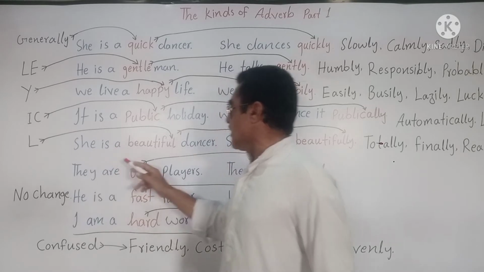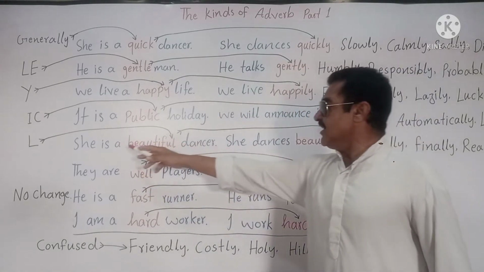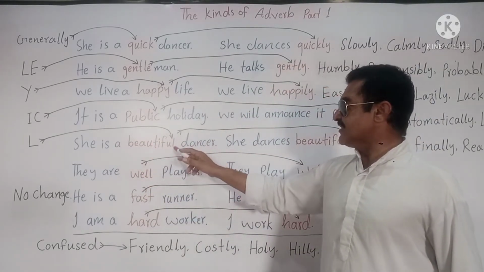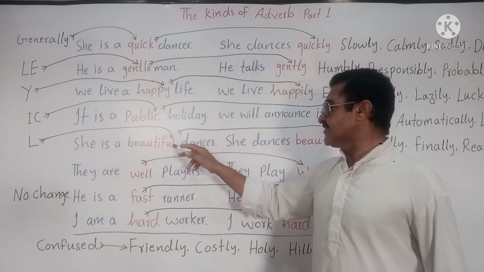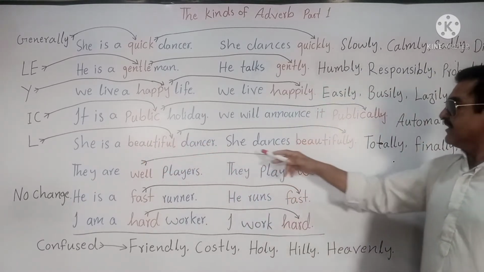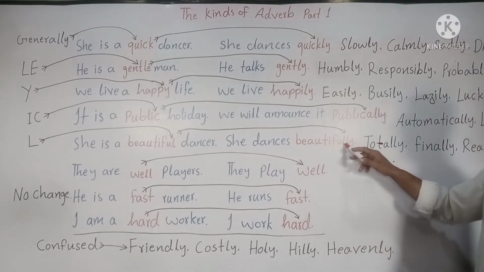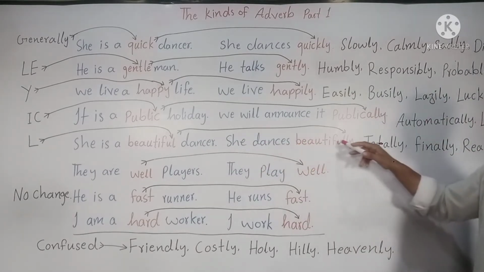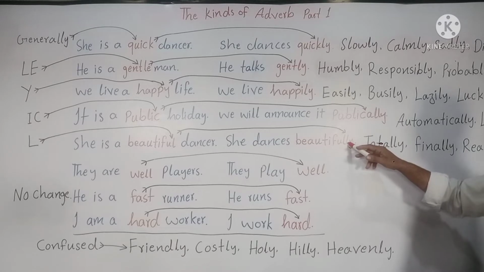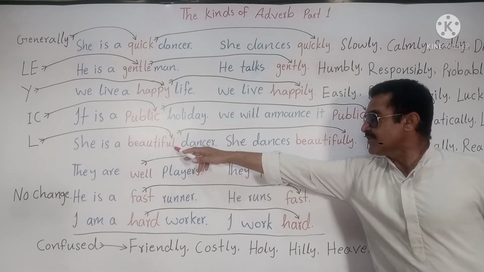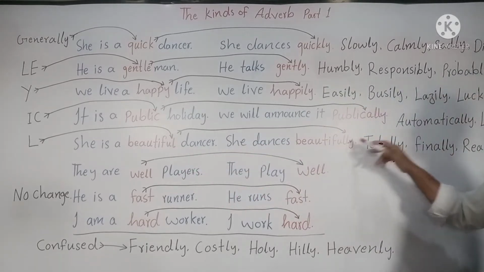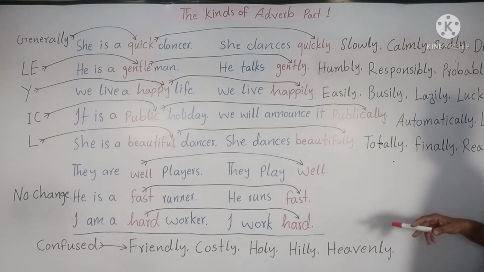She is a beautiful dancer. You can see this l here. It's an adjective. Now let's go to the adverb. She dances beautifully. You can see here another l. There are two l's. Here in the adjective it was one l, here there are two l's. This is a sign of adverb.